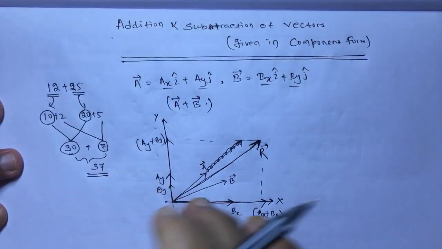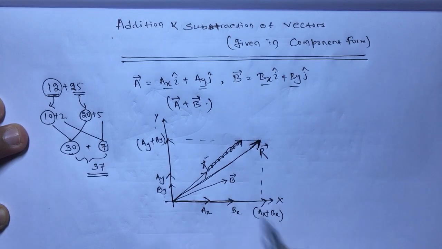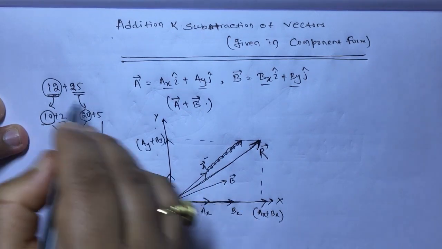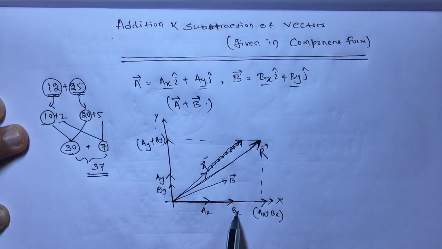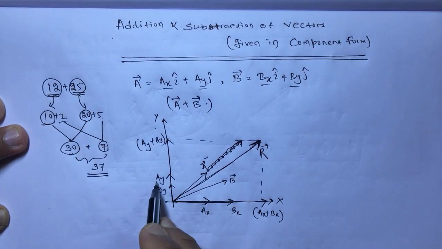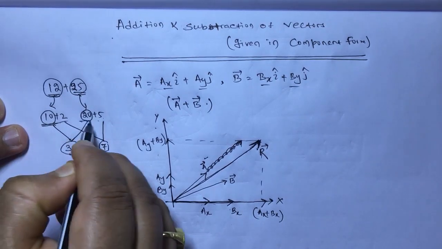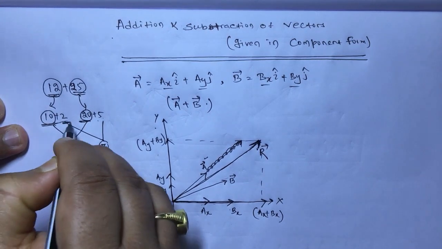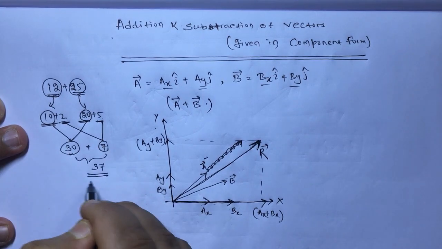So the same process we are actually using here. This vector I have divided into two parts, one is this, one is this, ax and ay. Similarly, this b, let it be 25, I have again divided into two components, 20 plus 5, or here bx and by. Then what I have done? I have added these two components, ax and bx, and similarly I have added these two components, ay and by, and that's how I got the result.